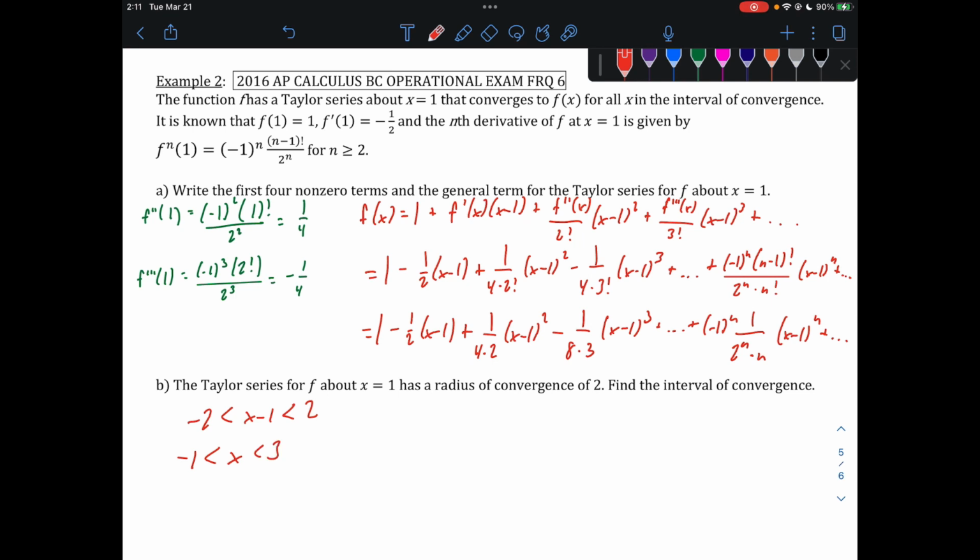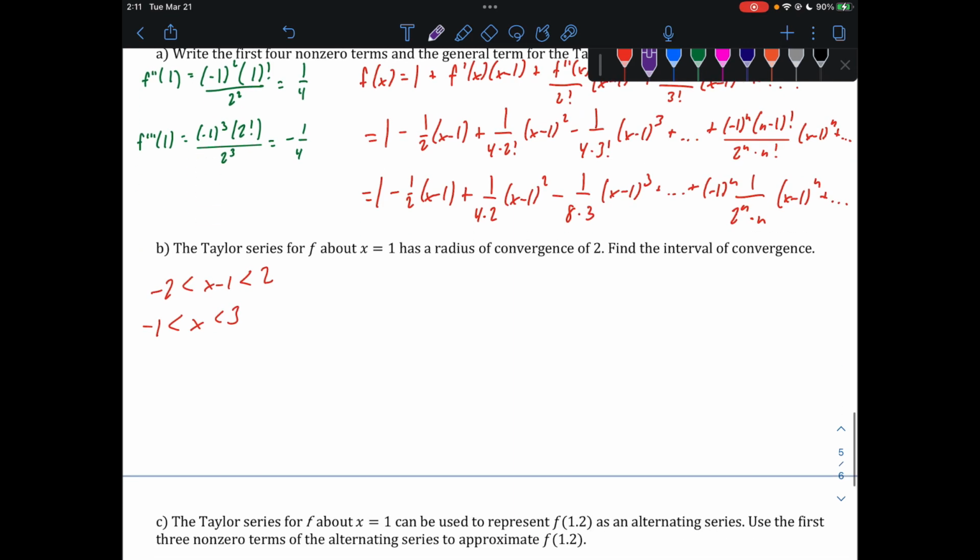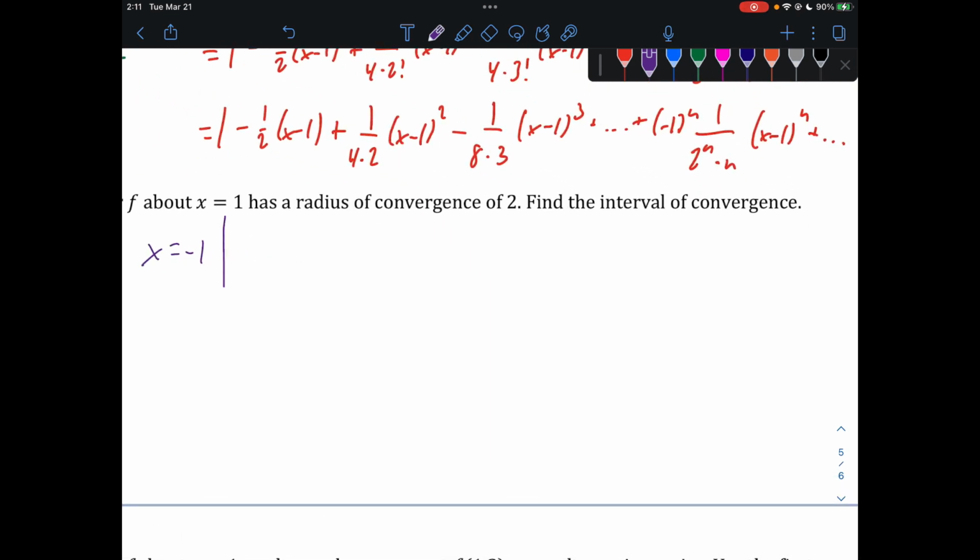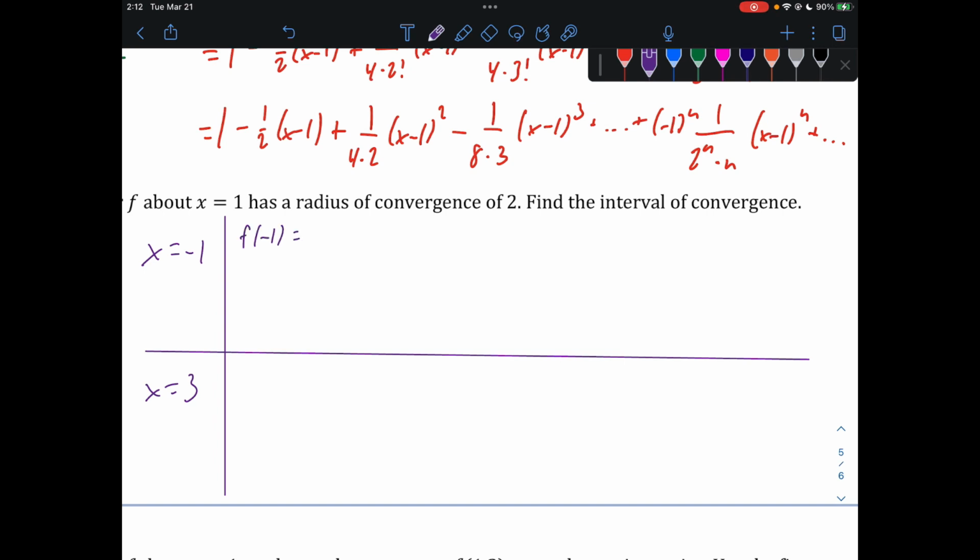But now I have to figure out if the two bounds converge or diverge on either end. This is kind of what we just did in one of our previous videos. We're going to do the two bounds separately. Let's do x equals negative 1 first, and we'll do x equals 3 next. So x equals negative 1, all right? So we're going to talk about f of negative 1.